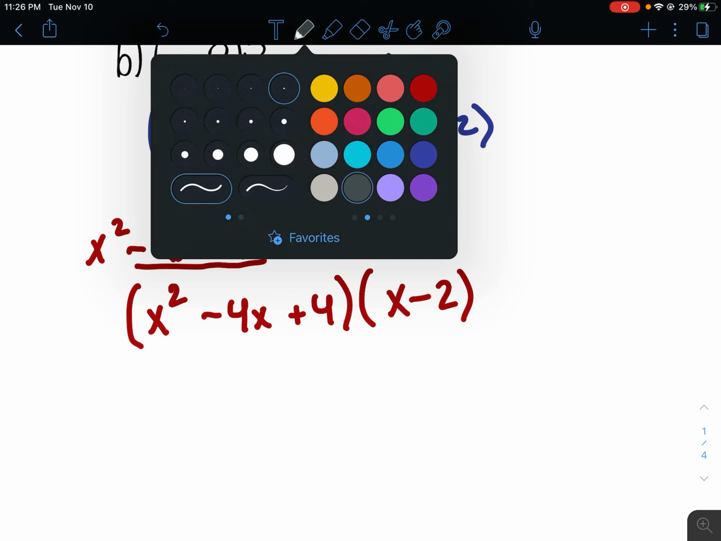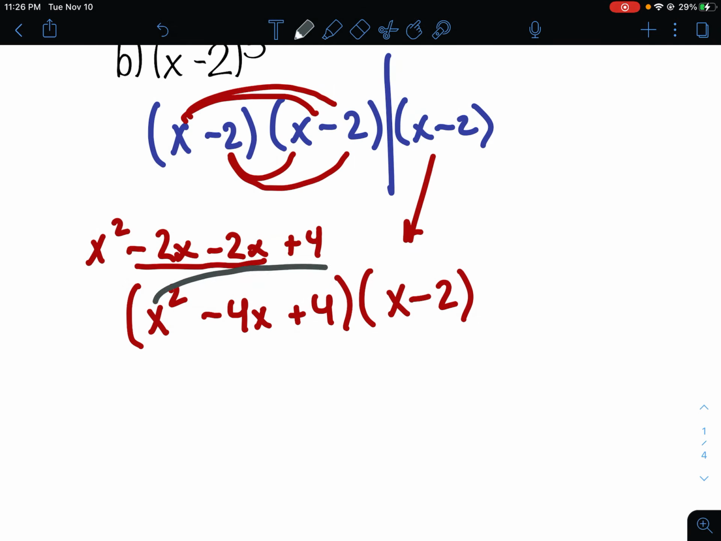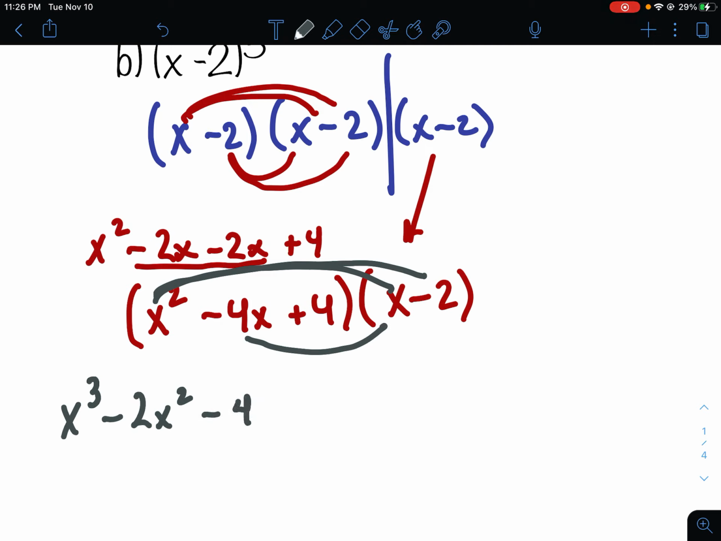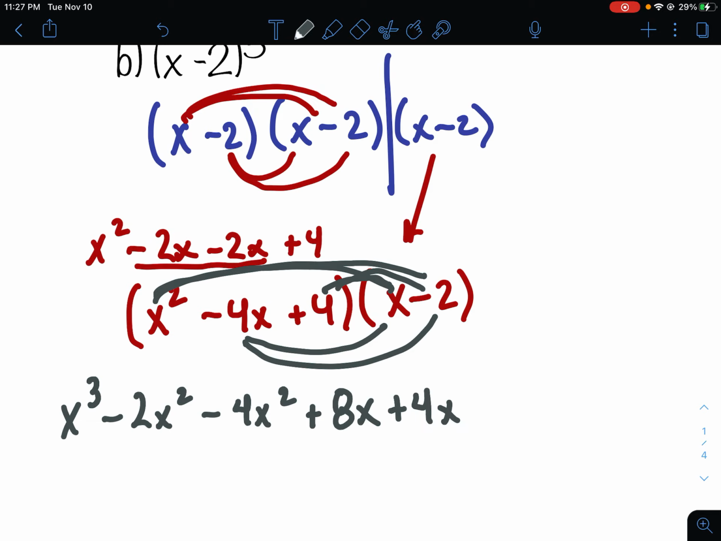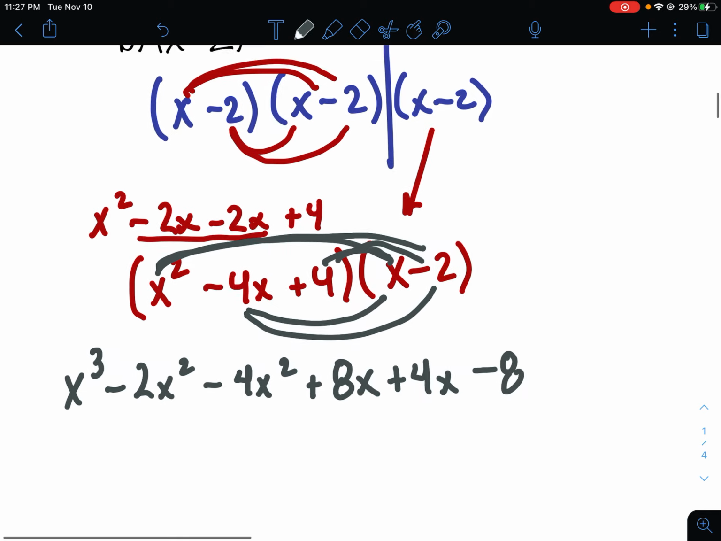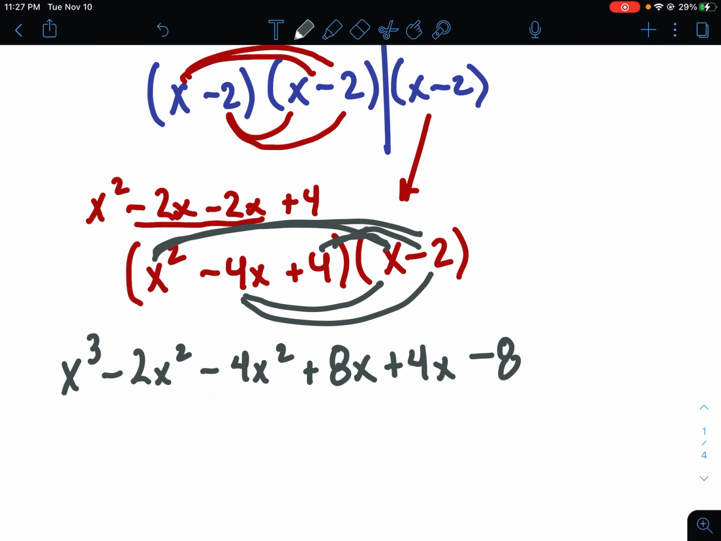So let's use a different color here. I'm going to do x squared times x, which is x to the third. X squared times negative 2 is negative 2x squared. Then move on to the next one. Negative 4x times x is negative 4x squared. Negative 4x times negative 2 is positive 8x. 4 times x is 4x. And 4 times negative 2 is negative 8.